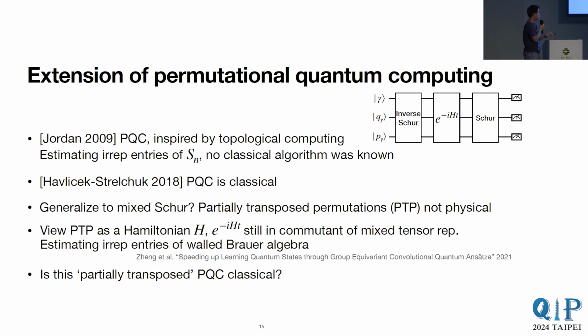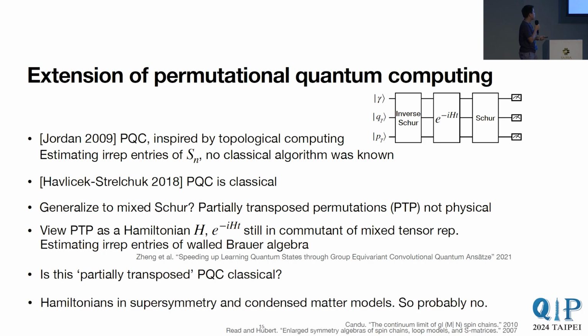So is this new partially transposed PQC classical? These Hamiltonians that we were doing evolution of, as I mentioned earlier in the talk, correspond to interesting Hamiltonians in condensed matter physics. So I think the answer is probably no. And if so, it would be interesting to see what interesting physical information we can extract from the matrix entries that we can extract efficiently with the mixed Schur transform.